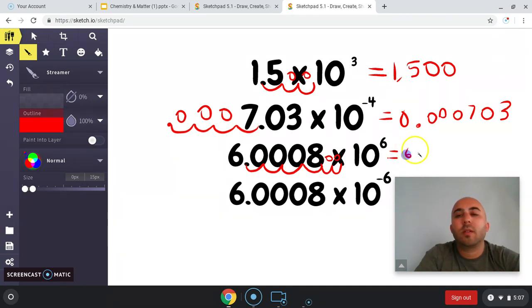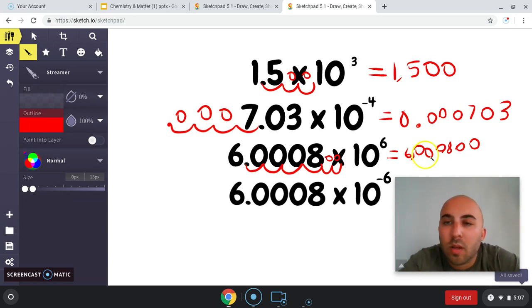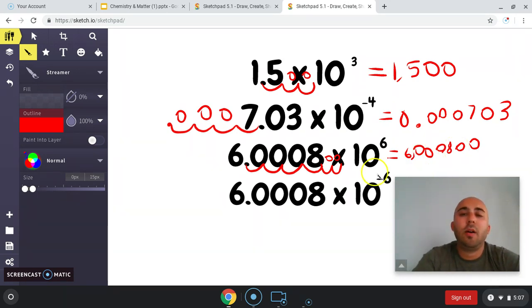6, 0, 0, 0, 8. And then don't forget about these 2 additional zeros. 0, 0. If I were to write that out, put my commas in for every 3, it's going to be 6,800,000. And now the last one, we're actually going in the opposite direction.